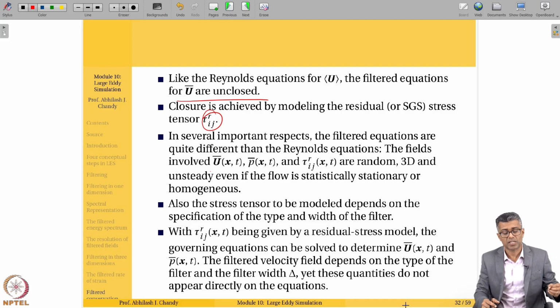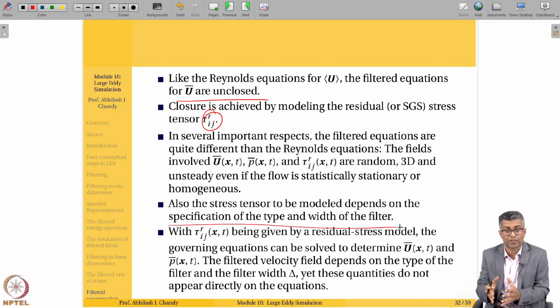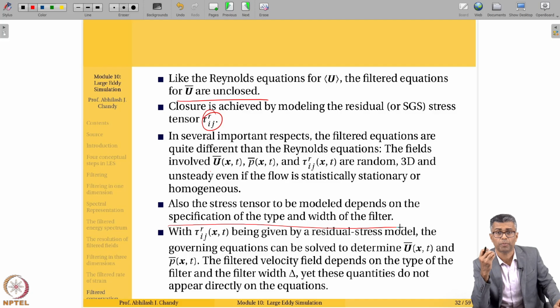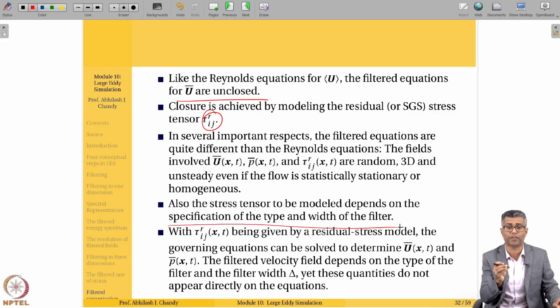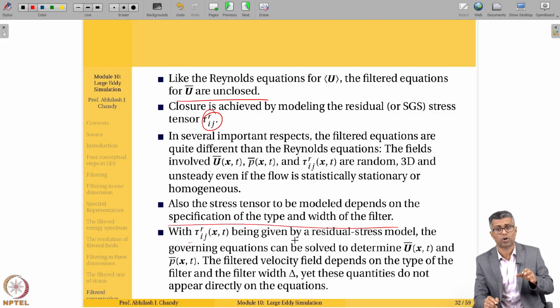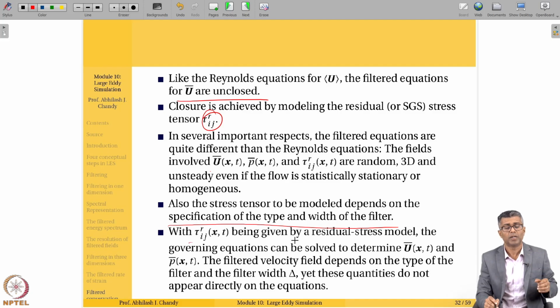Secondly, the stress tensor to be modeled depends on the specification and type of filter and the width of the filter, isn't it? We haven't introduced that yet, but you will realize later that tau ij small r depends on what type of model we use, what type of filter we use, and the width of the filter. So with tau ij given by a residual stress model or a subgrid scale model, the governing equations can be solved to determine what U bar is and P bar is.